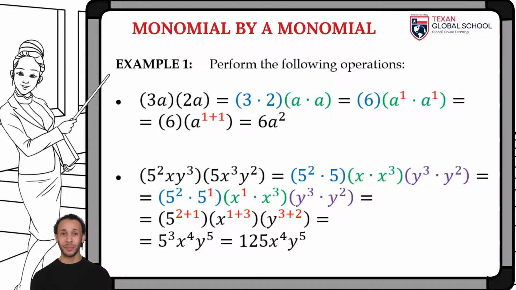6a squared. In the second example of a monomial by a monomial, we will do the same. We group the real numbers and those factors with equal bases. We apply again the laws to add the exponents of equal bases. The real numbers have equal bases, so they can be simplified by using the laws of exponents. Hence, simplifying the bases, we get 5 cubed times x to the fourth power times y to the fifth. Expanding the cube of 5, we get 125x to the fourth, y to the fifth.